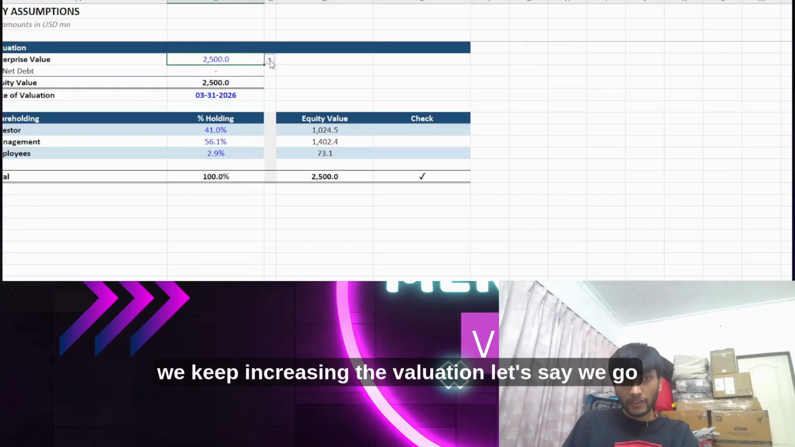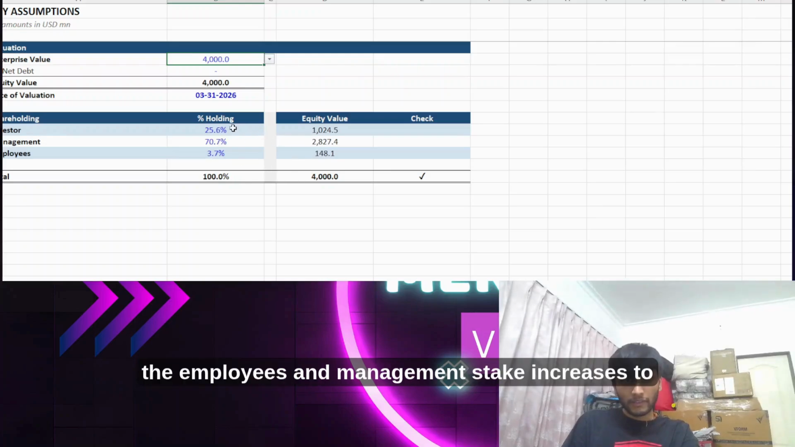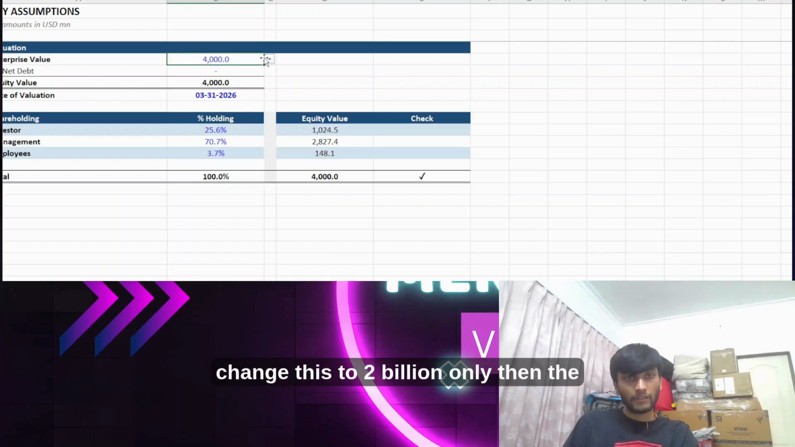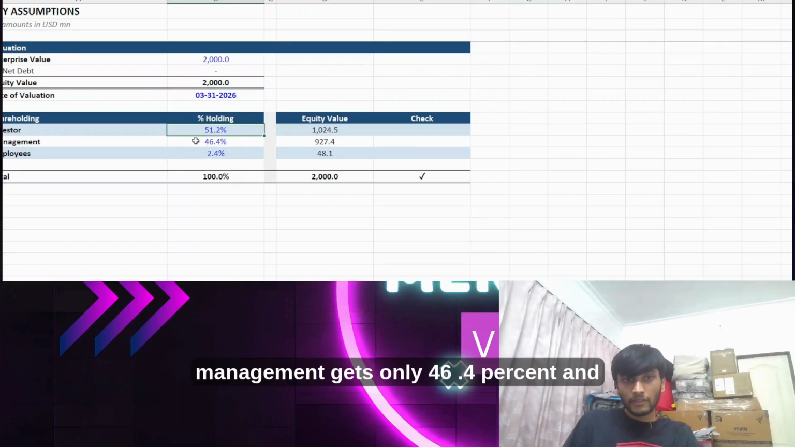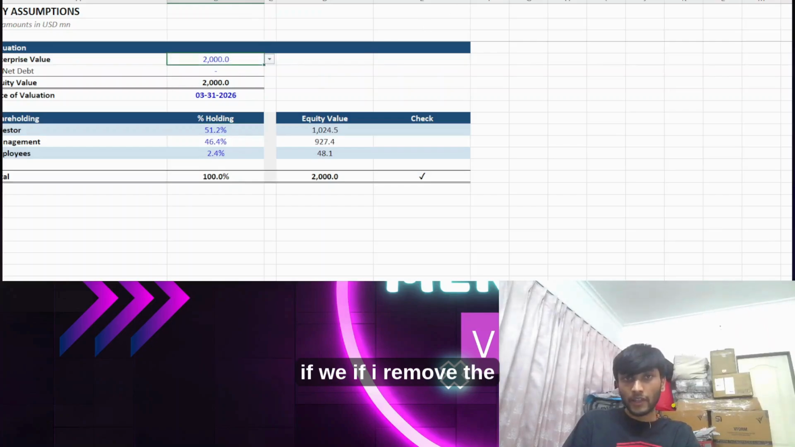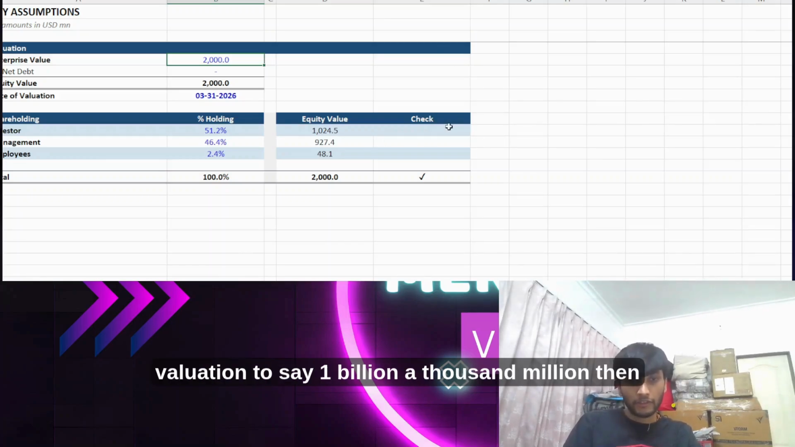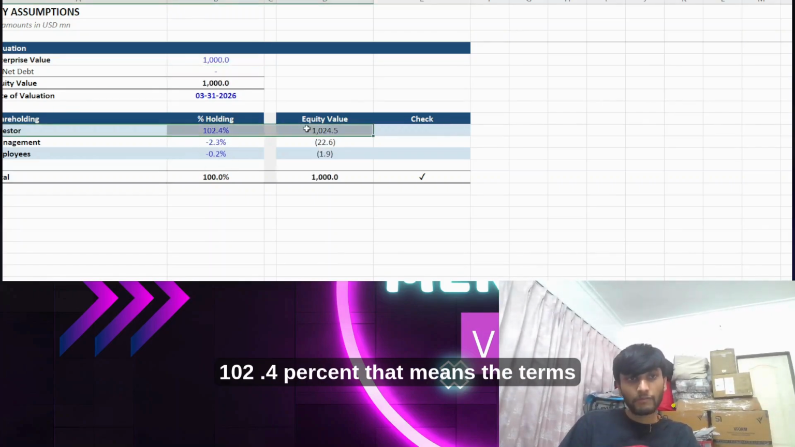And if we keep increasing the valuation, let's say we go to 4 billion, then the management and employees' stake increases to 70.7 and 3.7, and the investors' decreases to 25.6. And if I change this to 2 billion only, then the investor gets 51.2% of the equity value, whereas the management gets only 46.4%. And if I remove the data validation from here, and we lower the valuation to say 1 billion or 1000 million, then you would see that the investor is getting 102.4%.